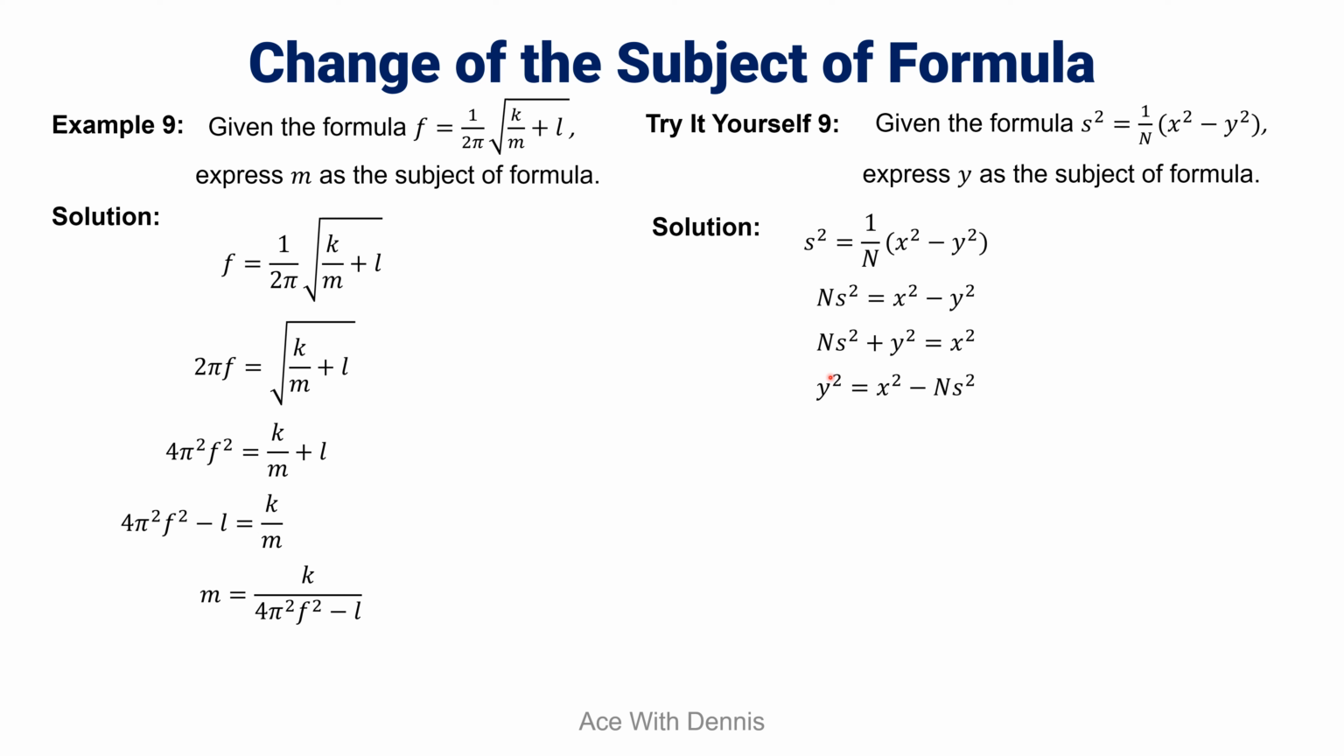Okay, I don't want the square here, so I have to take the square root of both sides. So y equals plus or minus the square root of x² − ns². So this will be the answer for this example. Do you get the answer correctly?